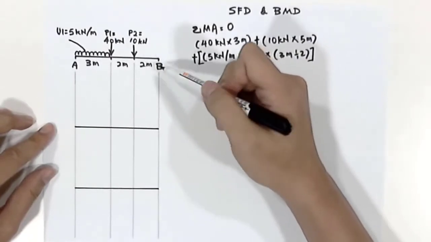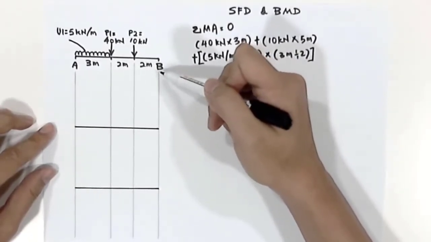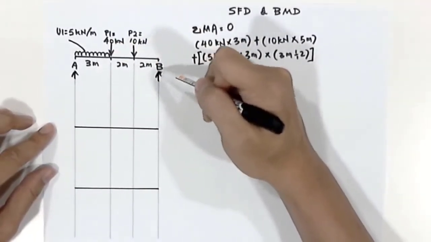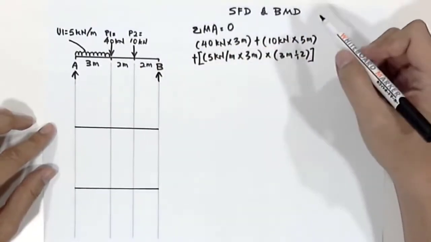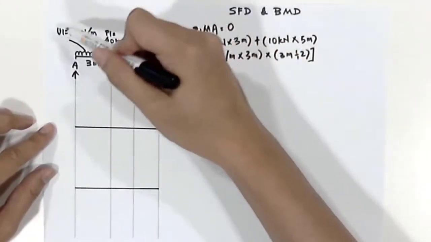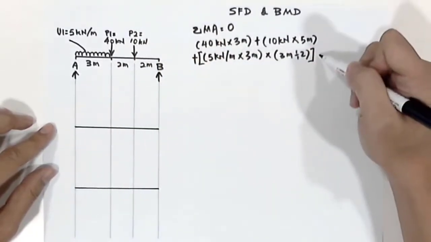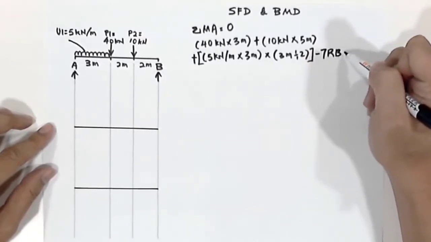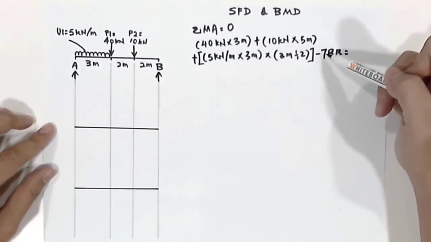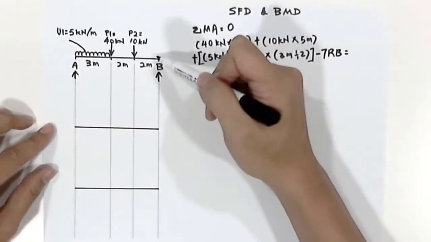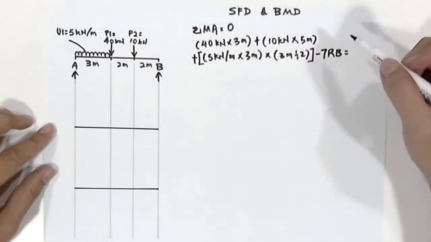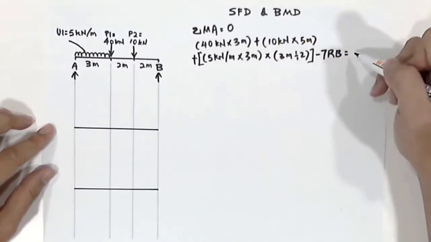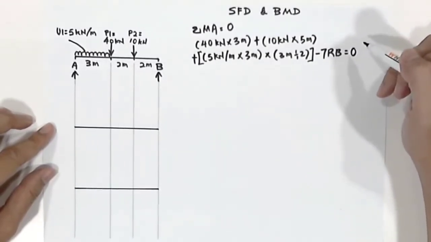And the last one will be the reaction force, RB. So we know that to counter all the loads, we'll have RA and RB. So RB will be an anti-clockwise force, therefore it is a negative force. Again, we have to times with 7 meter, which is the distance from point A. Again, following the formula, the whole equation will equal 0.